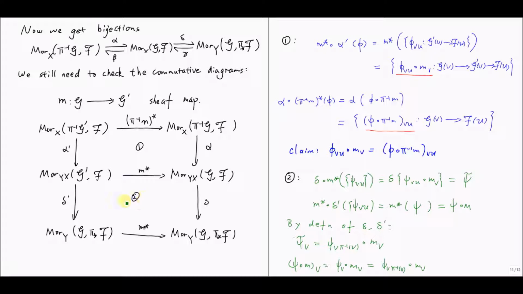So we have proved the commutativity of the second part. So both 1 and 2 are commutative. So this rectangle is commutative. Of course, in the definition for the adjoint pair, there is another commutativity diagram we need to check, associated to beta and delta. But the proof, I think, will be similar, so I will skip the proof of that part. So we have proved pi inverse and pi star form an adjoint pair.